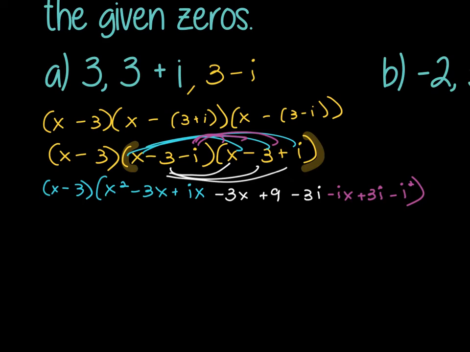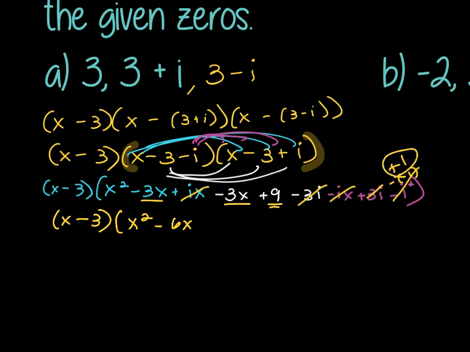Now again, if you've done it correctly, your i's will cancel out. I have a positive ix and a negative ix. I have a positive 3i and a negative 3i. And then I have minus an i squared. This becomes minus negative 1, which becomes plus 1. So then I get x minus 3 times x squared, there's 2 negative 3x's, so negative 6x, and then positive 9, positive 1, positive 10.